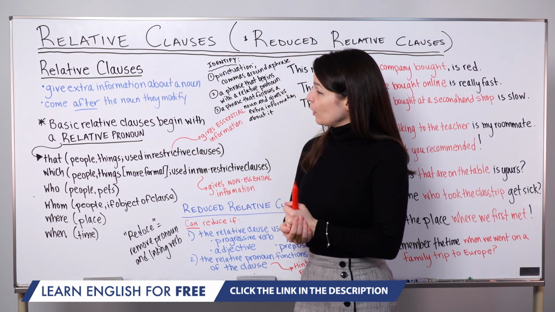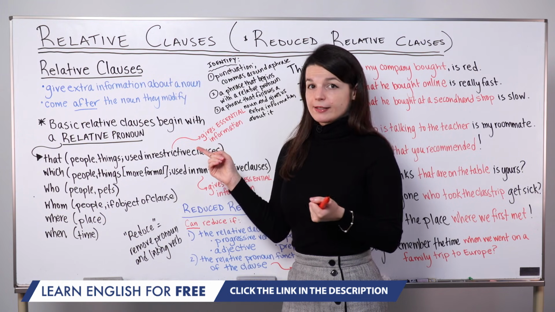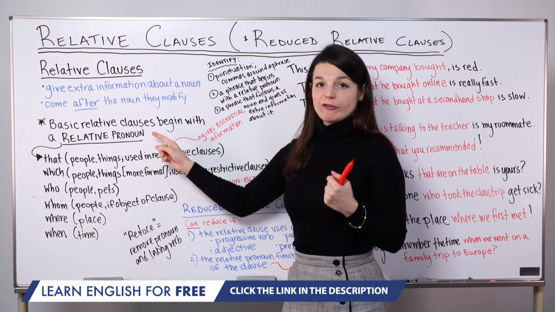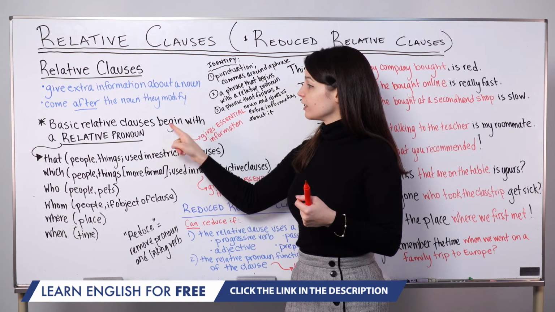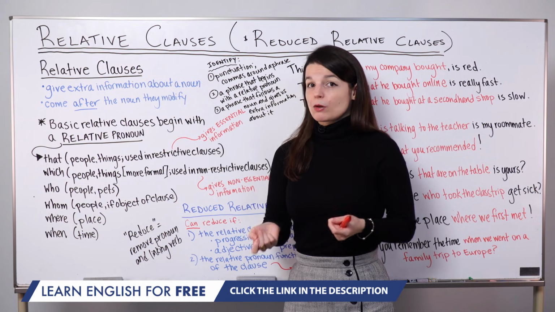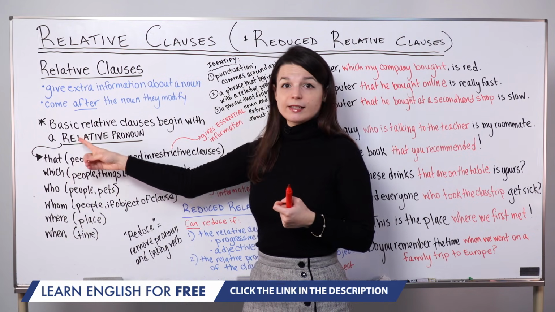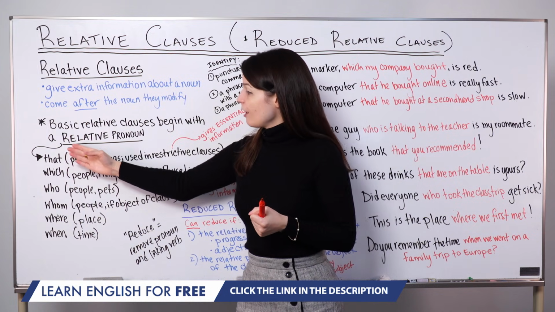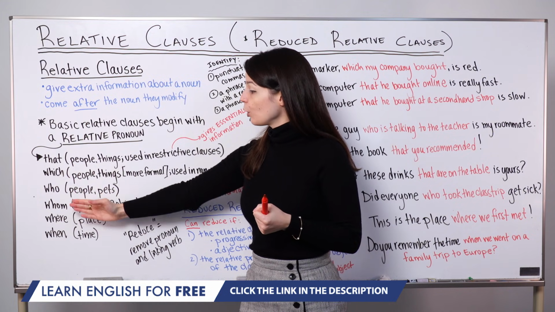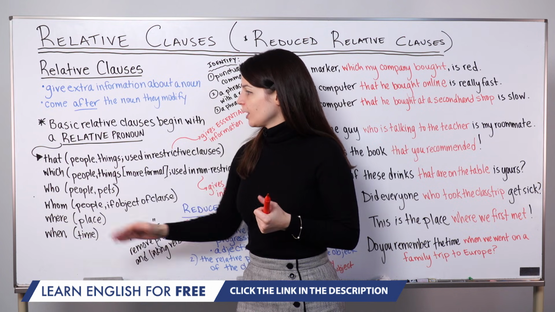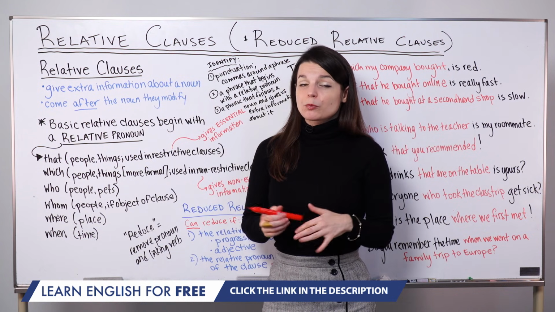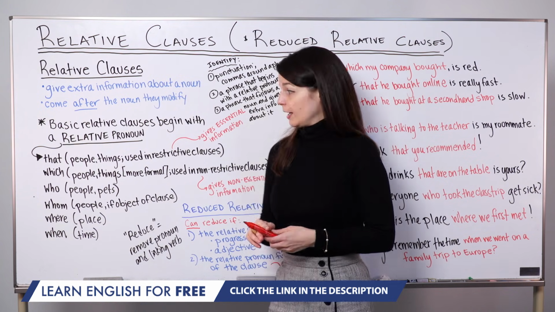Okay, so when we're making relative clauses, we use something called a relative pronoun. Basic relative clauses begin with a relative pronoun. Examples of relative pronouns are in this list here. Relative pronouns are that, which, who, whom, where, and when. There are different situations where we use these relative pronouns.